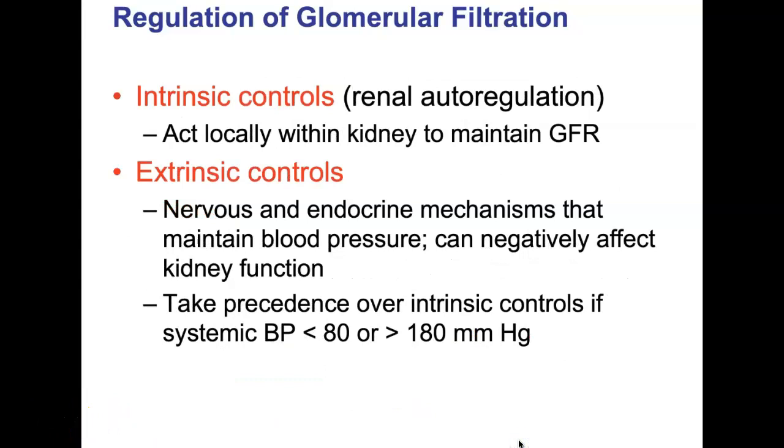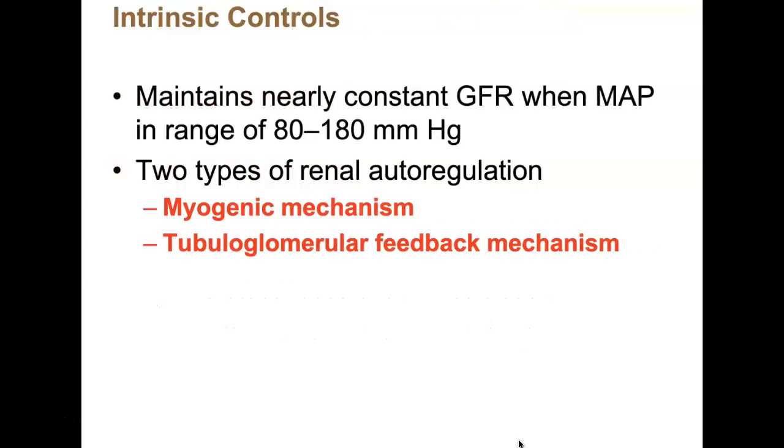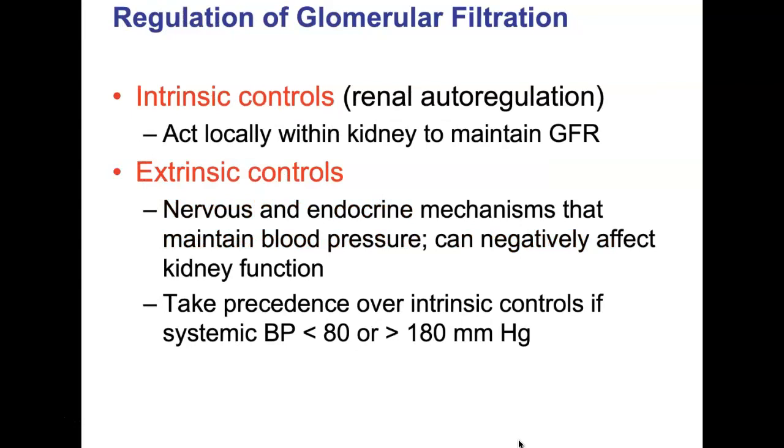GFR can be controlled by changing a single variable, and that single variable is glomerular hydrostatic pressure. All major control mechanisms act primarily to change this one variable. If the glomerular hydrostatic pressure rises, so does the NFP, and so does GFR. If the glomerular hydrostatic pressure falls by as little as 18%, GFR can drop to 0. Clearly, hydrostatic pressure in the glomerulus must be tightly controlled.